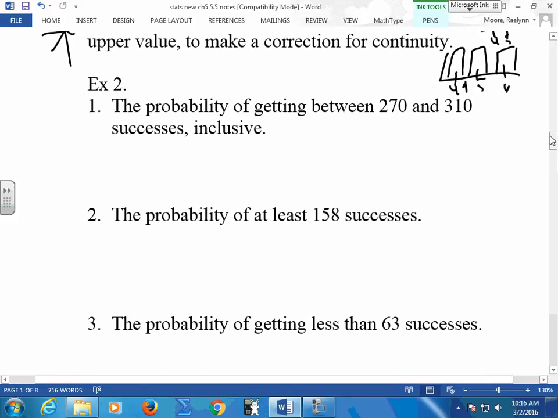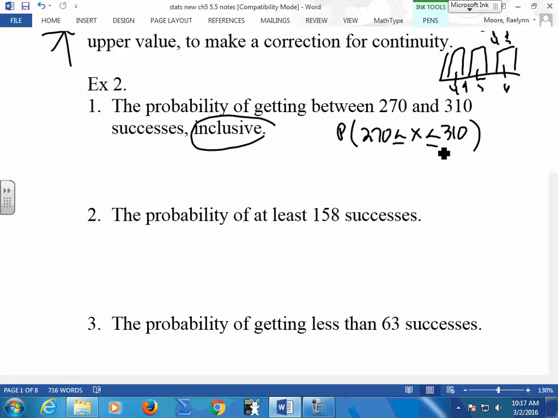So I want to say, what is the probability of getting between 270 and 310, and I say inclusive. What does inclusive mean? I include those numbers, so therefore equal to those numbers, right? I'm going to include them. If I'm not inclusive, I don't count those endpoints. I say in between, nothing else.